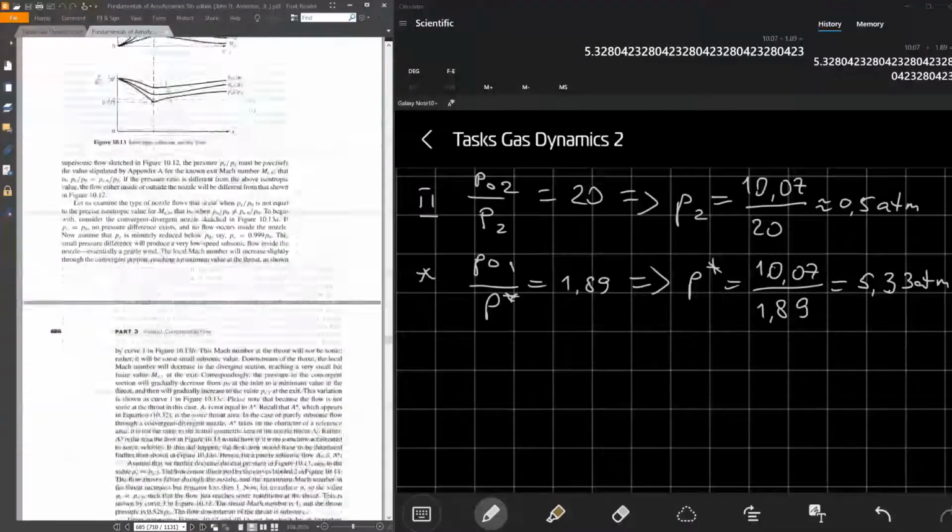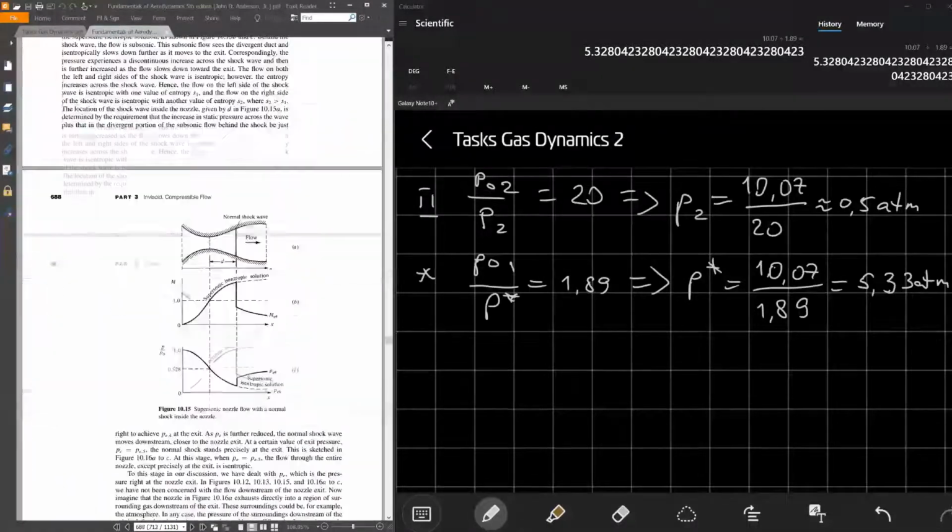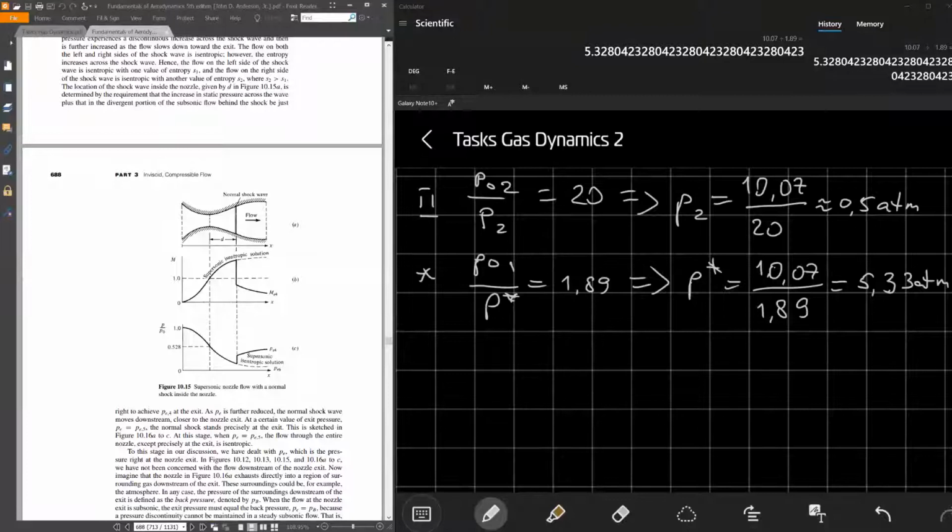And the case when the flow has a shock wave inside is basically this case right here. So it can happen only inside the supersonic section, right? And it is characterized by a pressure discontinuity, which is a shock wave. So the Mach number drops suddenly, and the flow, especially pressure, adapts to the exit pressure.